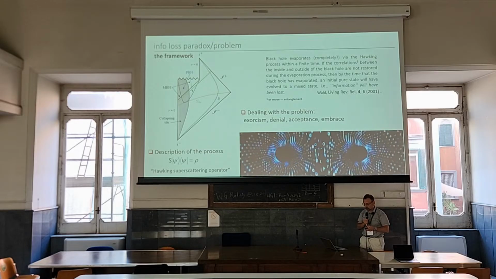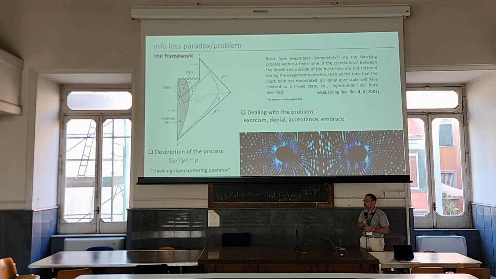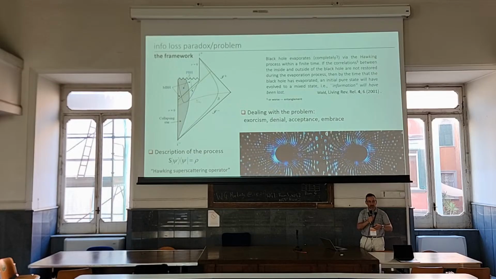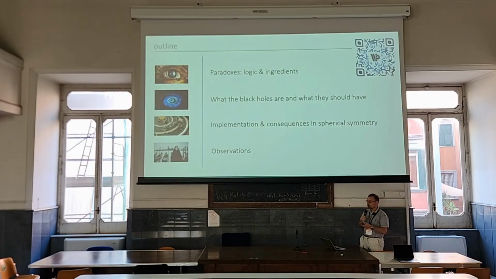Again, I'm not going to go through those stages with you, but let me show the topics that I would like to talk about. I might be forced to cut some of those points. First of all, I'd like to talk about the logical structure. We'll look at the paradoxes. Black hole information loss is a paradox like other paradoxes in quantum mechanics. What does it take to build it?